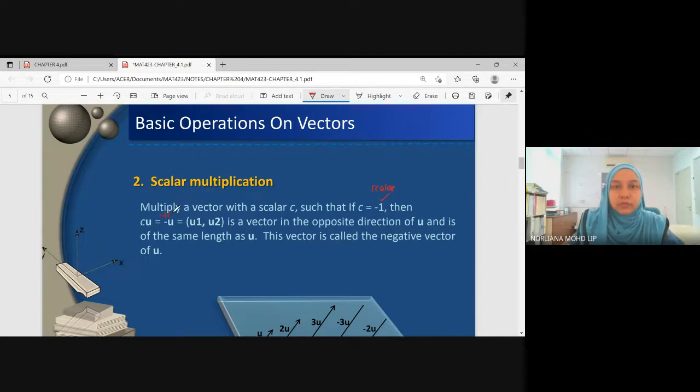-1 times vector u is equal to, for example, (-u1, -u2), a vector in the opposite direction of u. So opposite direction, it has a negative sign, and is of the same length as u. This vector is called the negative vector of u.